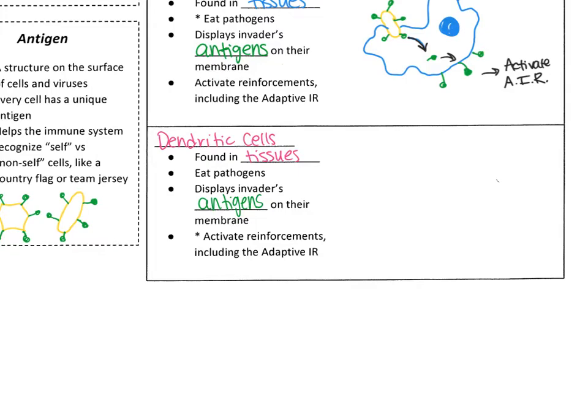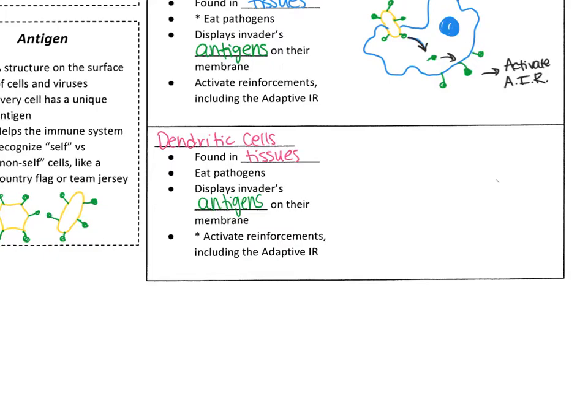Last but not least are the dendritic cells. Dendritic cells get their name from the prefix "dendr-", which means branches, and we'll see what that looks like when we draw them. Dendritic cells are found in the tissues of your body. They also eat pathogens, and when they eat the pathogens, just like the macrophage, they will wear or display the invading pathogens' antigens on their surface membrane. Now, the primary job of the dendritic cells is to initiate the adaptive immune response. So they are what call in the reinforcements, and that is their primary job.